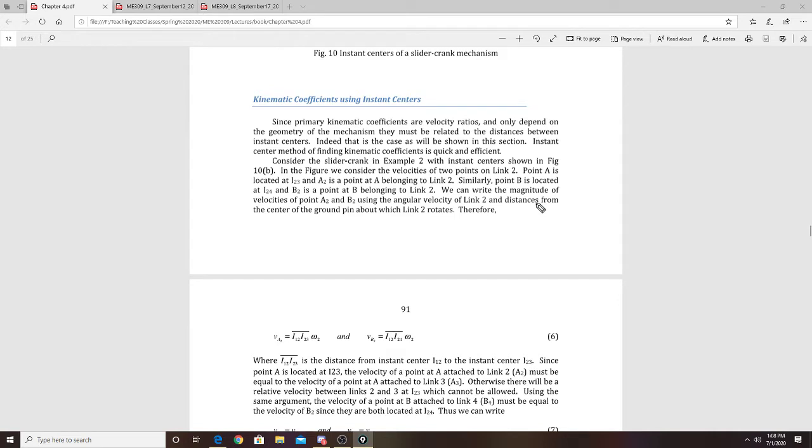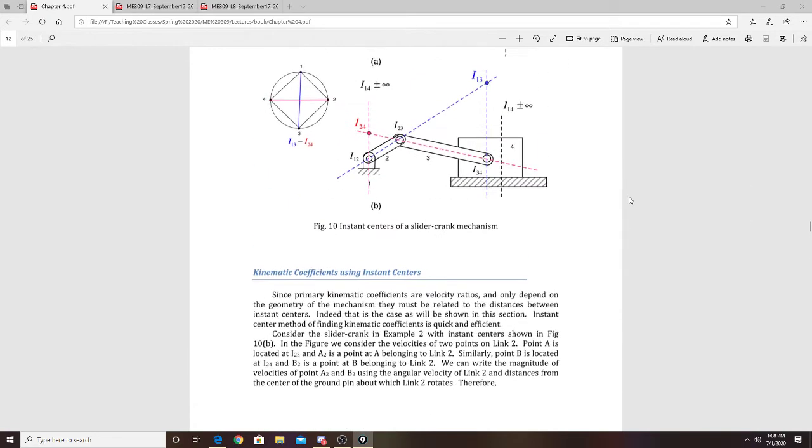Anyway, and then it says, consider the slider crank in example 2, which is the one we looked at just before, with instant center shown in figure 10b right here. In the figure, we consider the velocities of 2 points on link 2. Point A is located at I23, which is right here. And A2 is a point at A belonging to link 2. And similarly, point B is located at I24, and B2 is a point at B belonging to link 2.